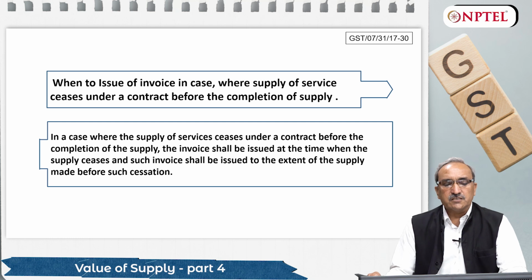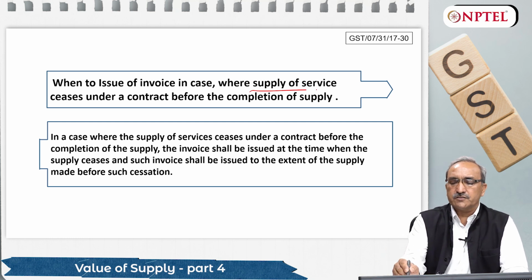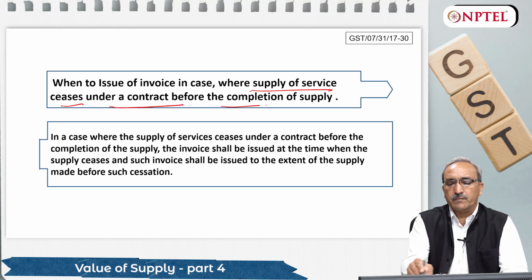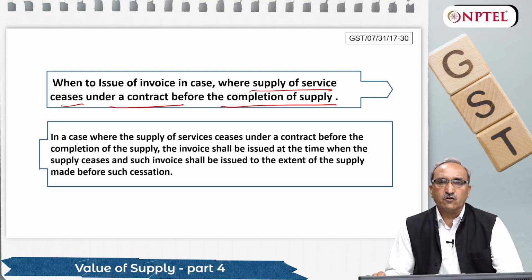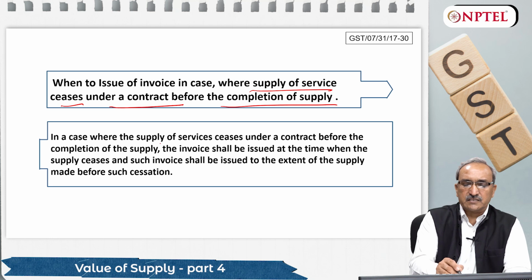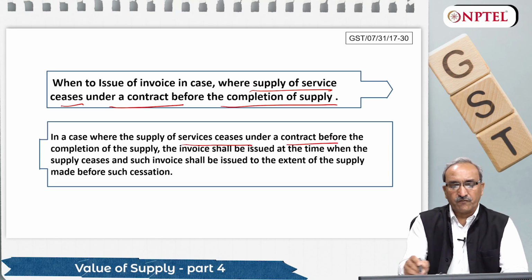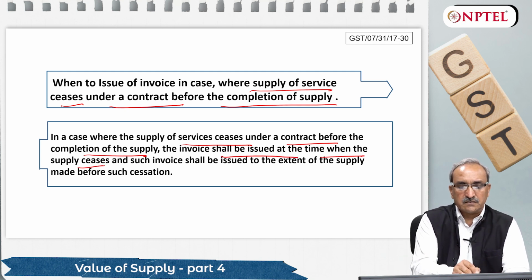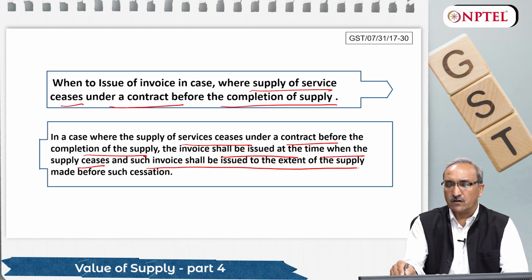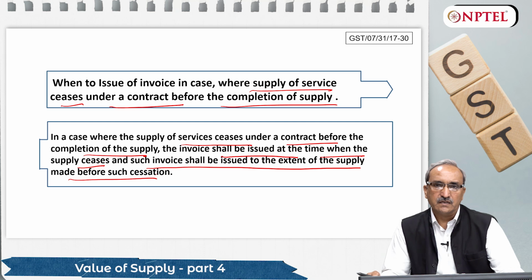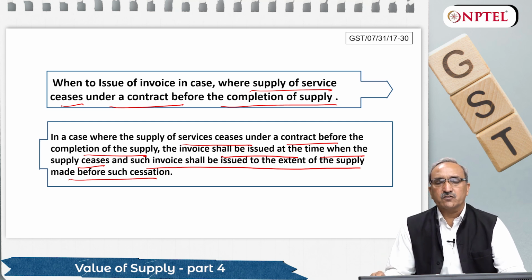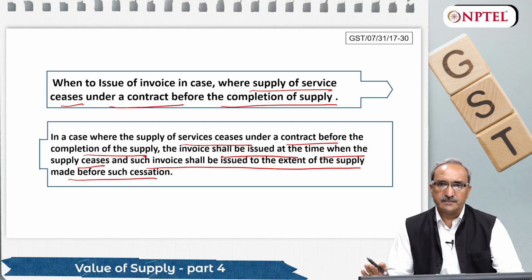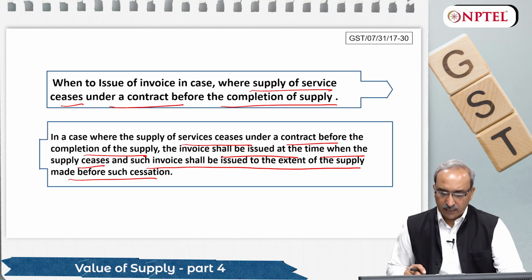There may be chances where the supply of service ceases under a contract before completion of the supply. Meaning the contract was not completed and you have terminated it, and the work is not completed. It says that in case where the supply of service ceases under a contract before completion of the supply, the invoice shall be issued at the time when the supply ceases, and such invoice shall be issued to the extent of supply made before such cessation. So you are supposed to raise an invoice for the work done. Whatever quantum of work has been completed, you can raise your invoice. There is no issue, and accordingly you pay tax.